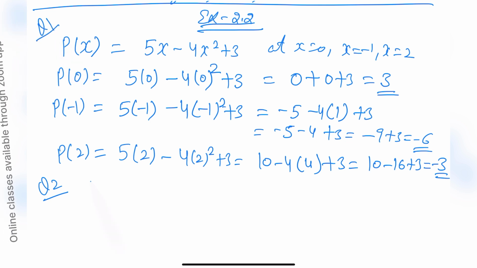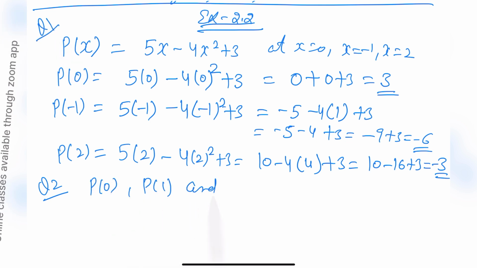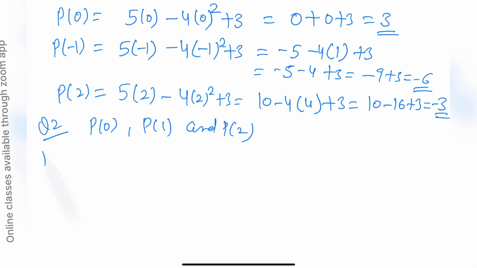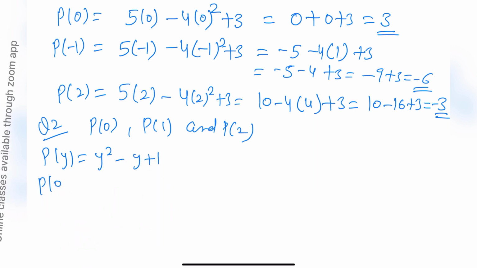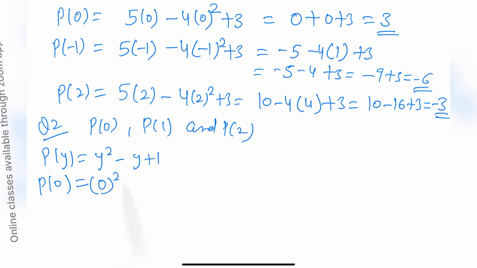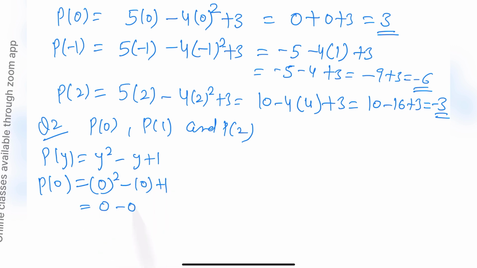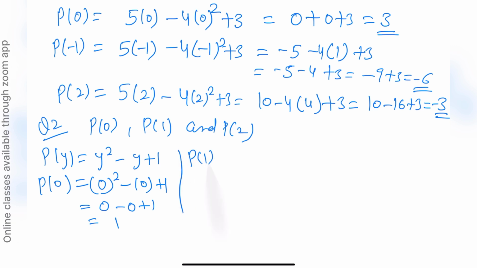Next question number 2 is find p0, p1 and p2 for each of the following polynomials. We have different polynomials. First we have p of y, y square minus y plus 1. So first we will find p of 0. That means in place of y we have to put 0. y के जगह पर क्या put करना है, 0. So 0 square minus 0 plus 1. We get 0 minus 0 plus 1 is equals to 1.